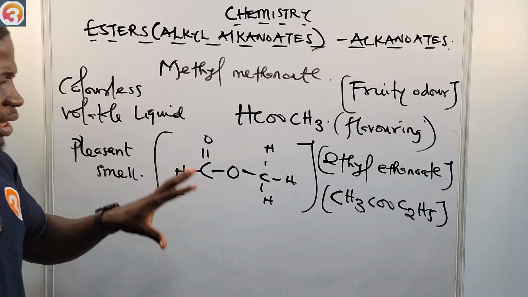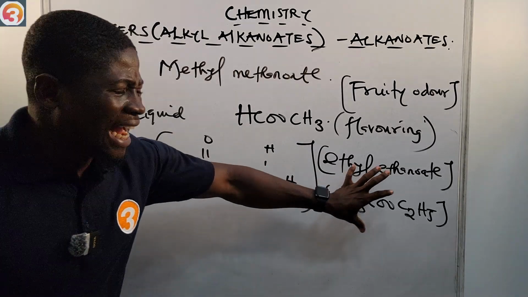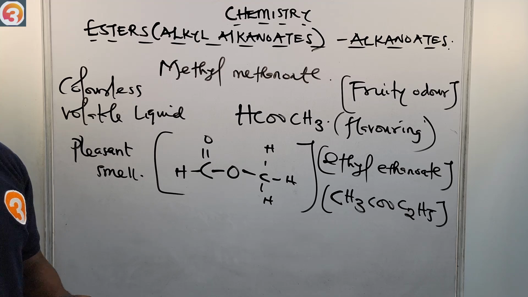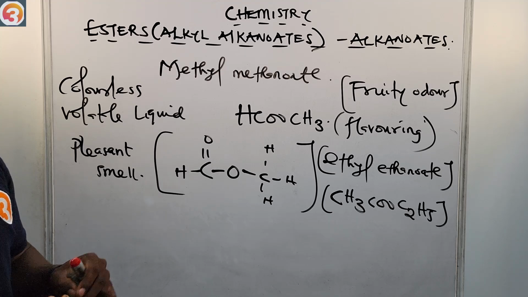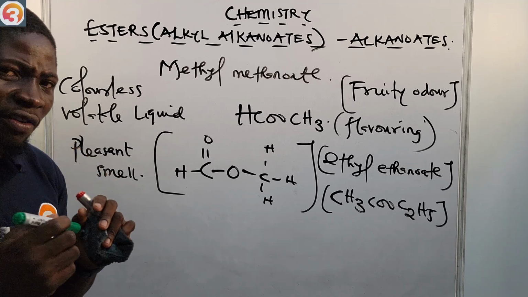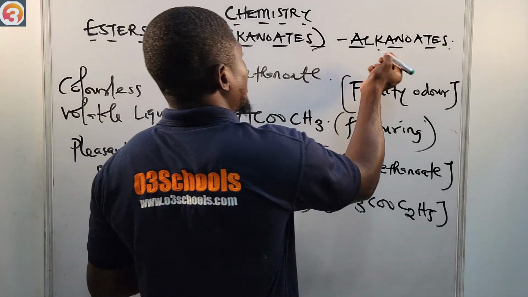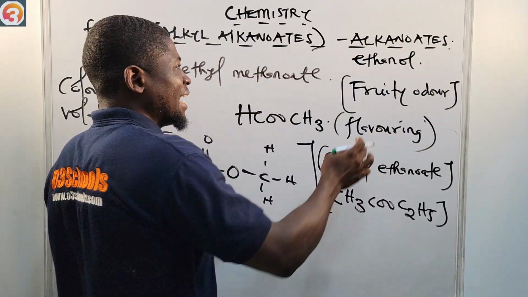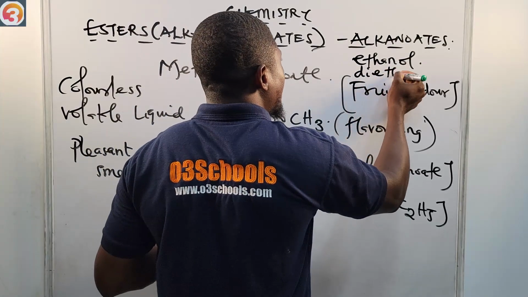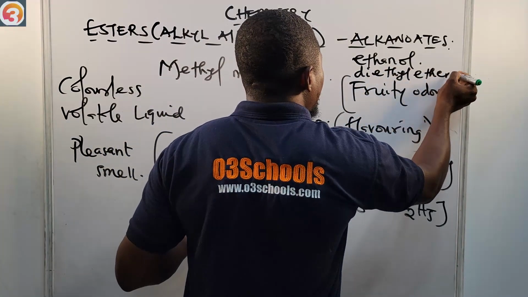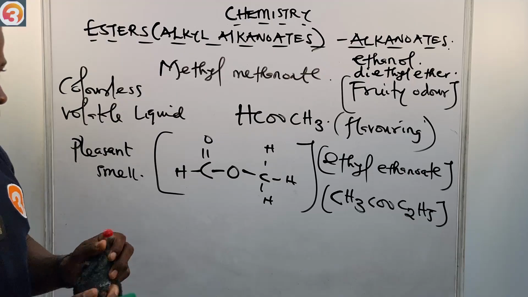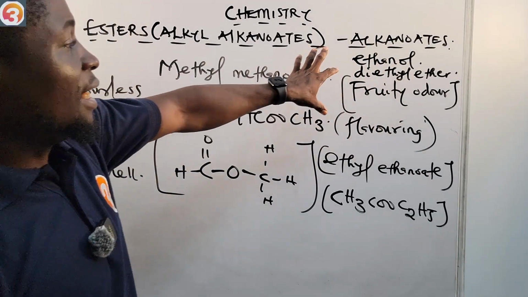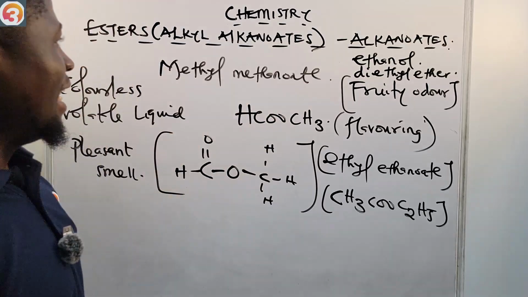Having known this, ethyl ethanoate is also sparingly soluble in water, but it is very, very soluble in organic solvents like ethanol and diethyl ether. It is very soluble in organic solvents, but only slightly soluble in water.